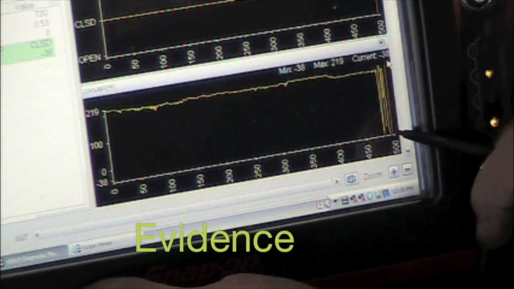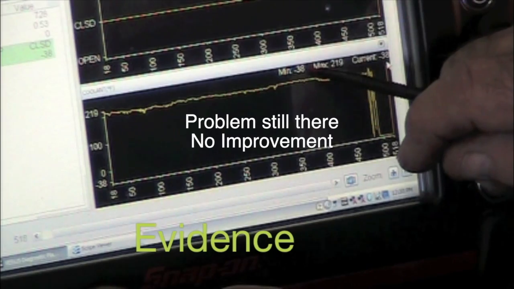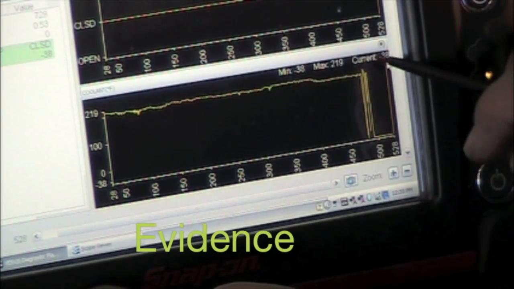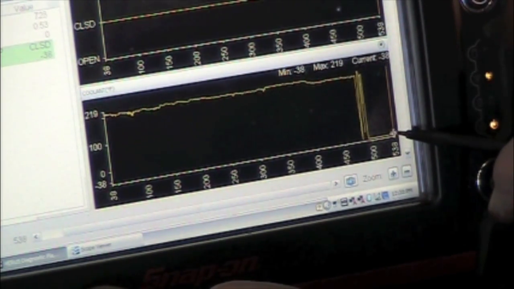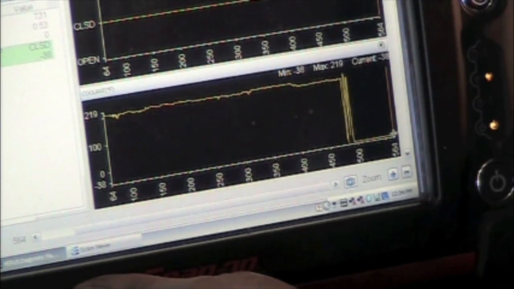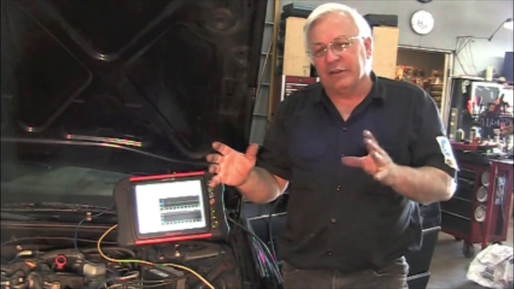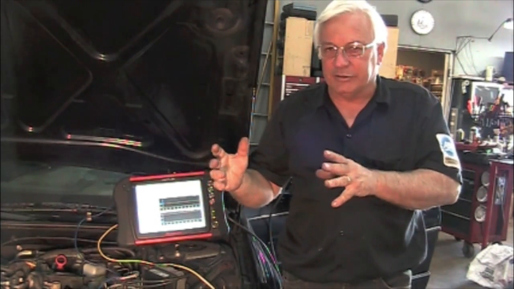Okay, we just dropped down. We can read over here at minus 38. Our minimum now is reading minus 38, maximum 219. So our signal dropped out. We're reading minus 38 degrees now. The only thing we've done is shifted into reverse. Okay, we've got some evidence now. When we shift it into reverse, the problem shows its face. Still not sure what it is.